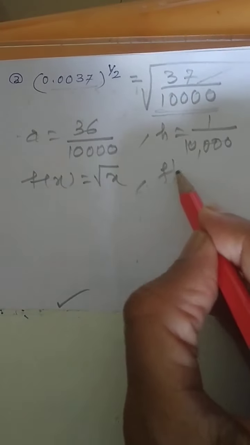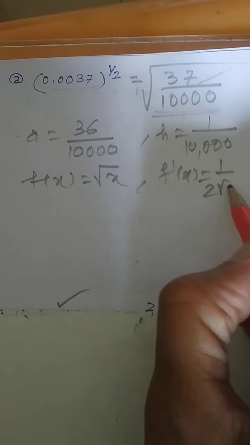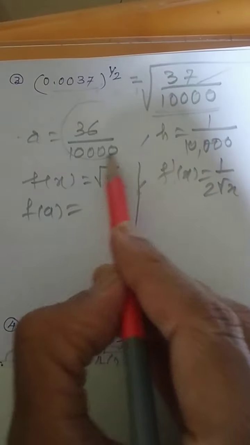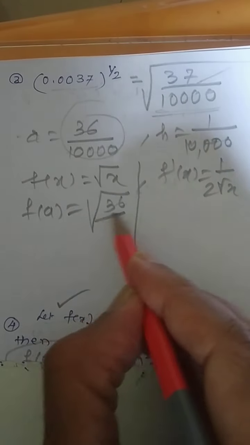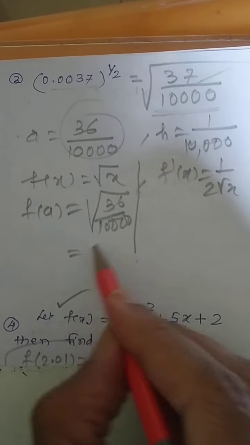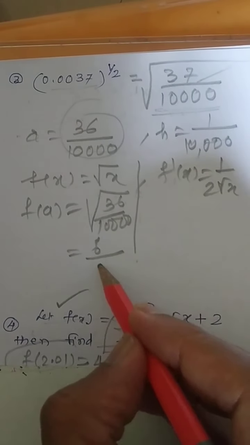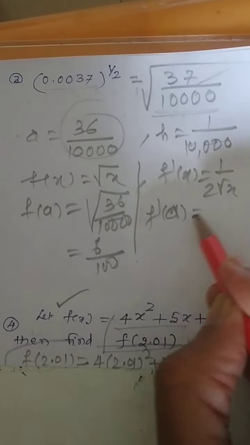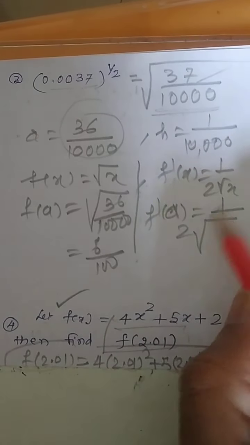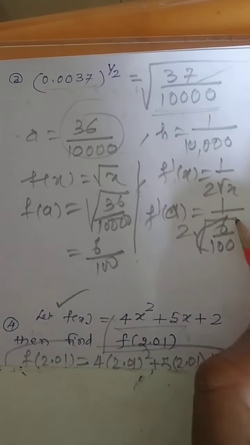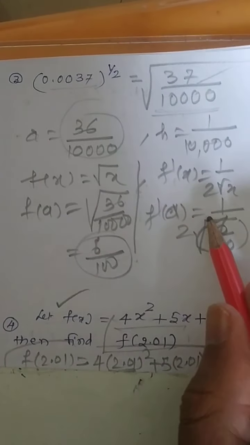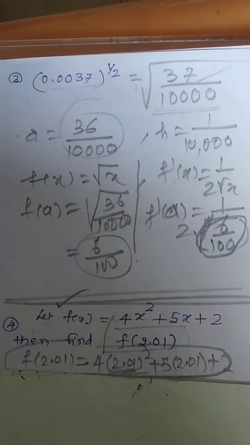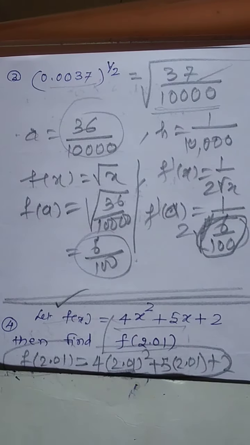So f dash of x is nothing but what? 1 by 2 root x. Now basically you should get f of a. F of a means this value you will be replacing here. It will be 6 upon 100, known things you should identify. And here f dash of a will be 1 by 2 square root of 36 upon 10,000, which is 6 by 100. So now you can replace these two values, and simplify, you will get the required result. So this is a way to work out this type of question.